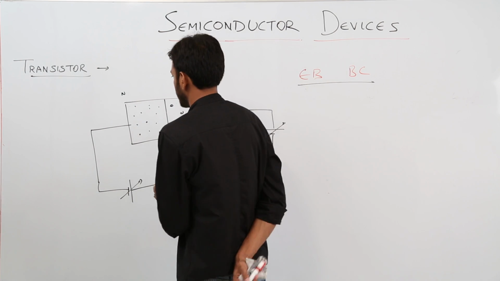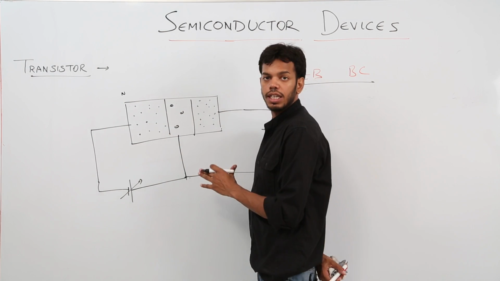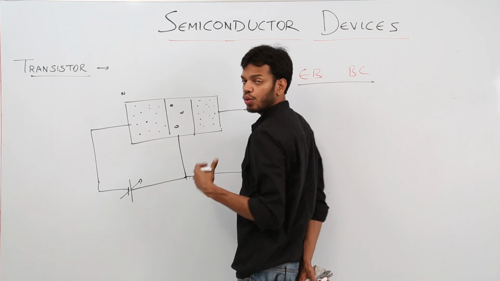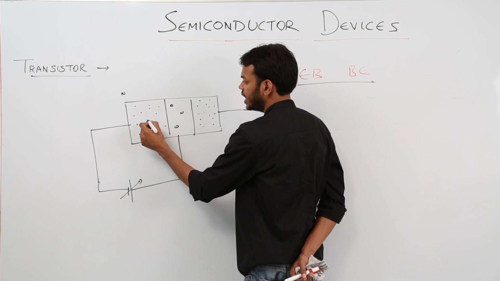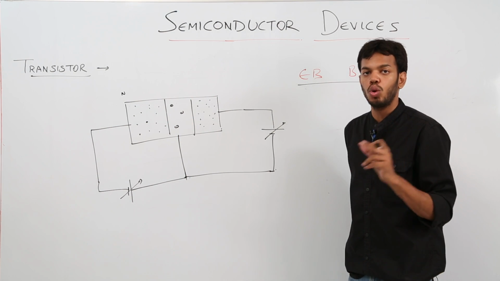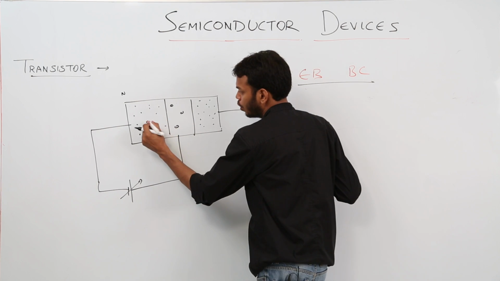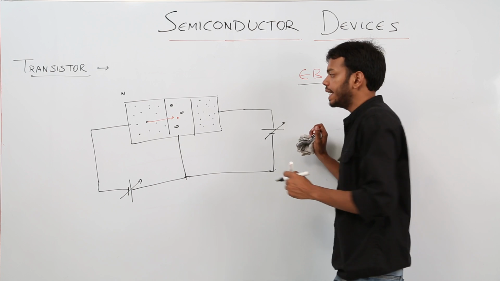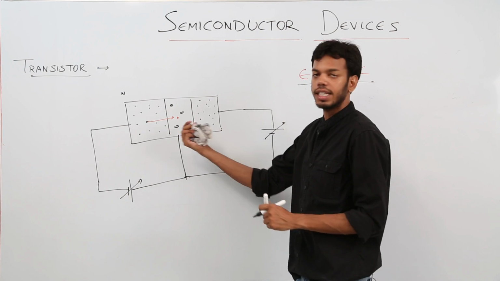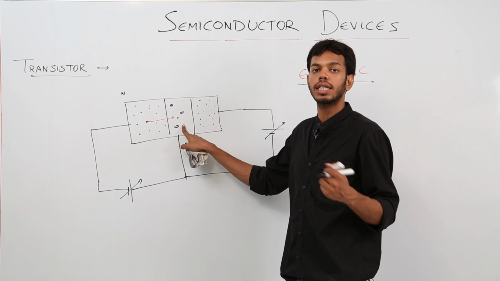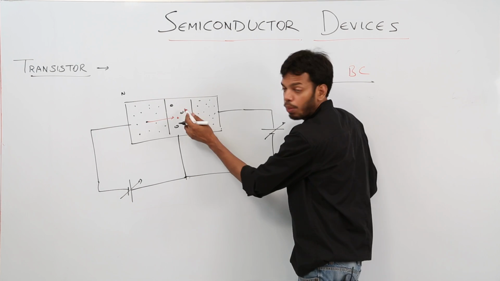Now see what happens. Since the emitter base region is forward biased, what happens? This electron, due to forward biasing of this junction, will easily migrate to this region. Now there are two probabilities. I am moving this electron into this region. Either it can get neutralized in the base region because the base is positive. So what actually happens if it gets neutralized? It will jump from hole to hole.